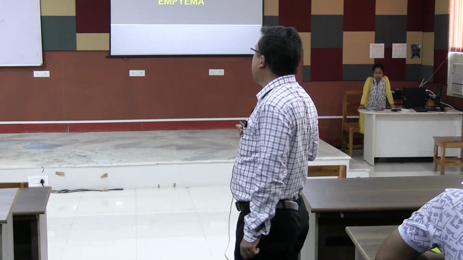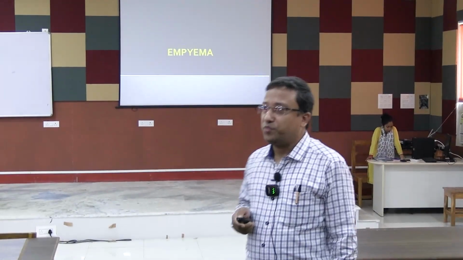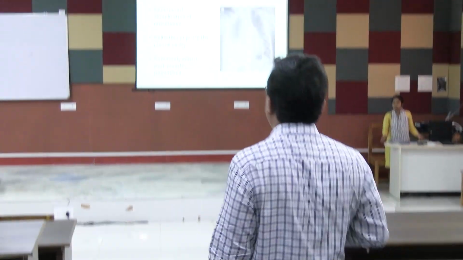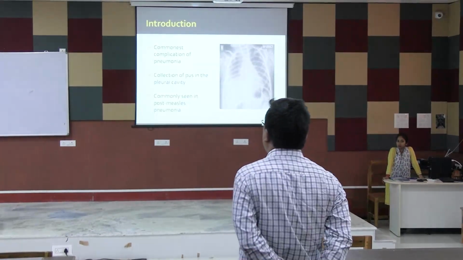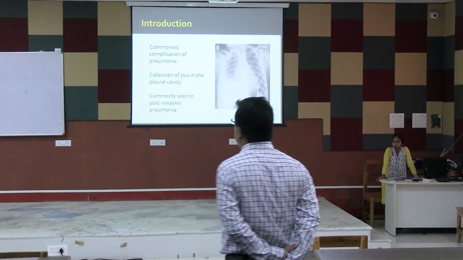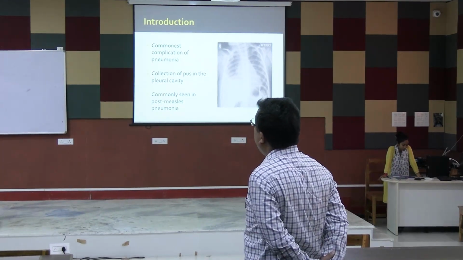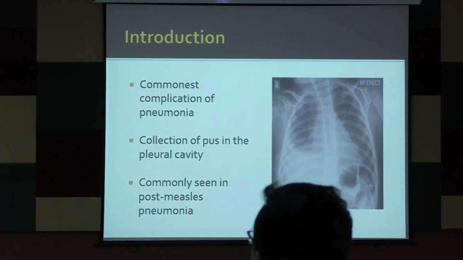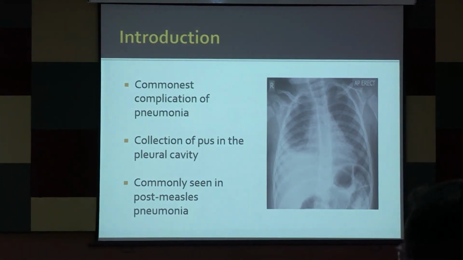Next, coming to one of the most common complications of pneumonia, that is empyema. It is the commonest complication of pneumonia. What do you mean by empyema? There is collection of pus in the pleural cavity. It is commonly seen in case of post-measles pneumonia.